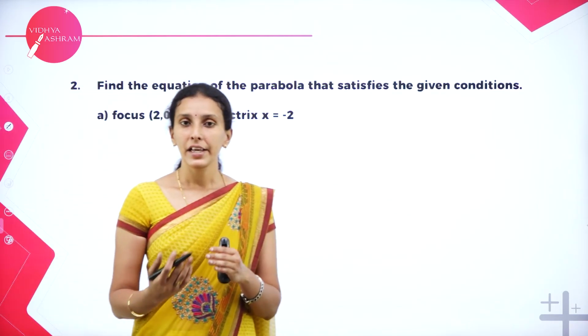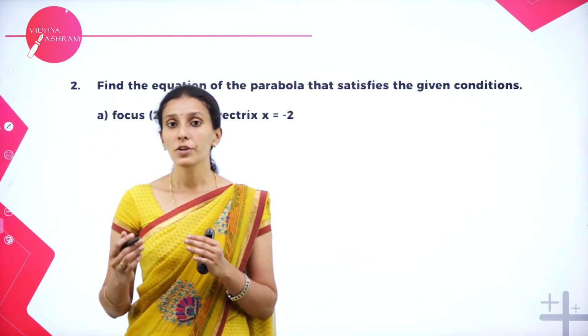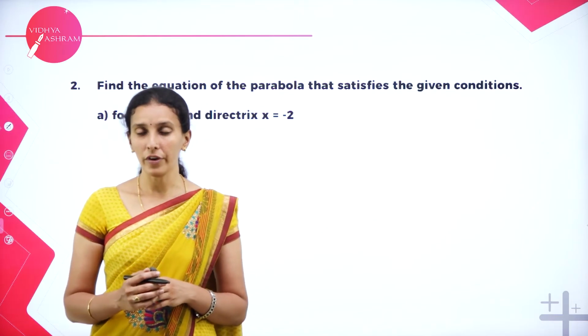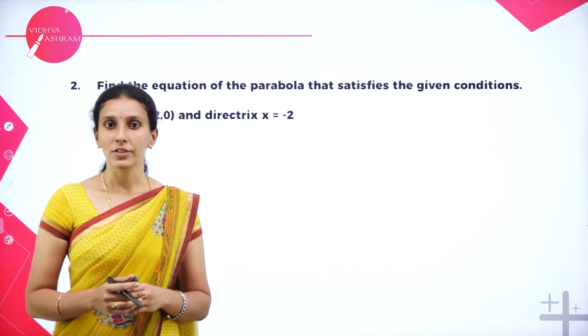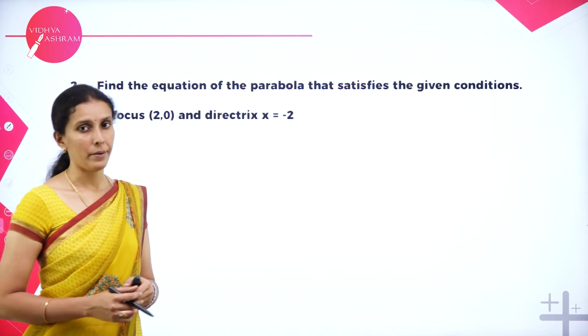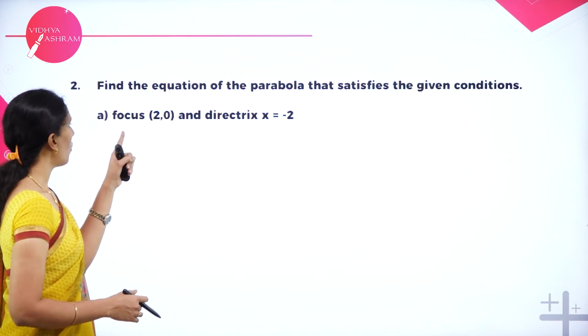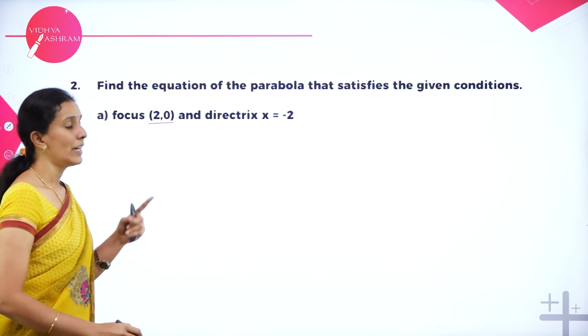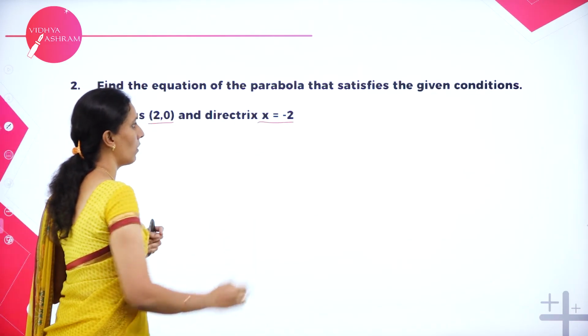So the standard equation was given previously. We were supposed to write the characteristics of it. Now they will give you the characteristics of a parabola. We have to write the equation of the parabola. Let's see it now. Focus is 2, 0. Directrix is x is equal to minus 2.